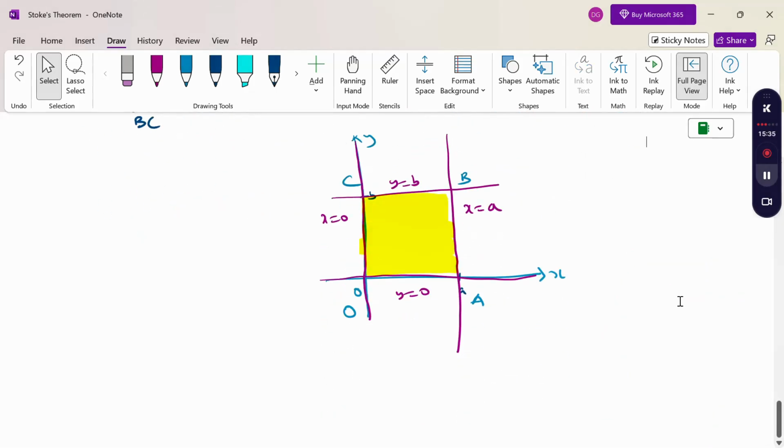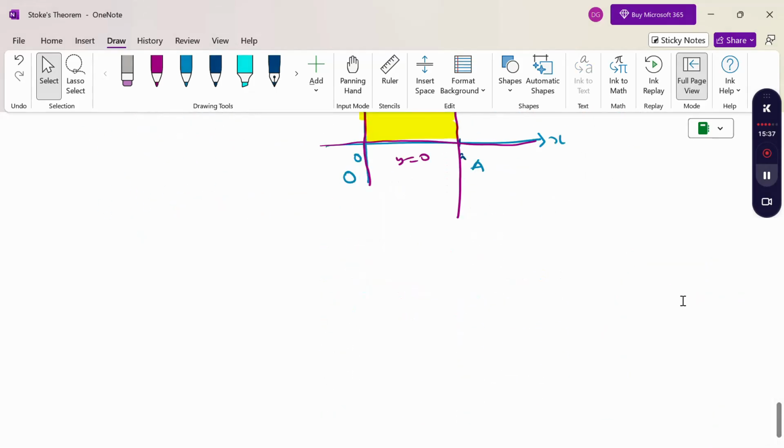Now see the first line. What is the first line? Integral O to A. Along O to A, the y value is 0. When y is 0, then the differentiation dy is 0.